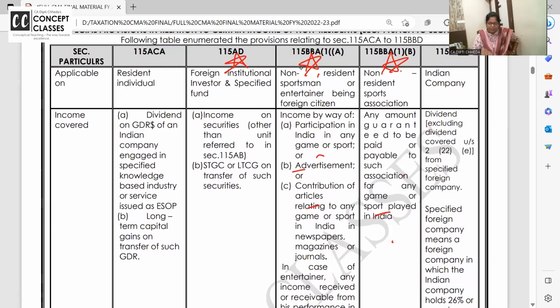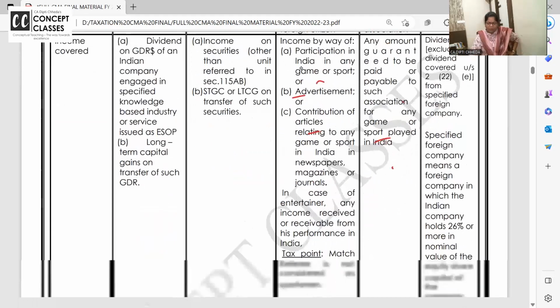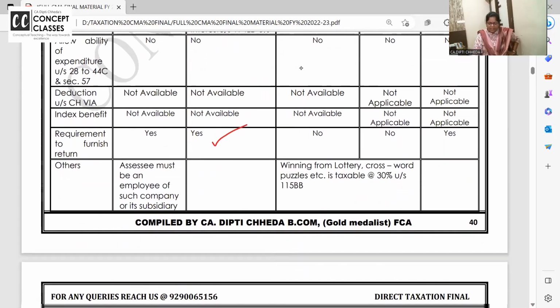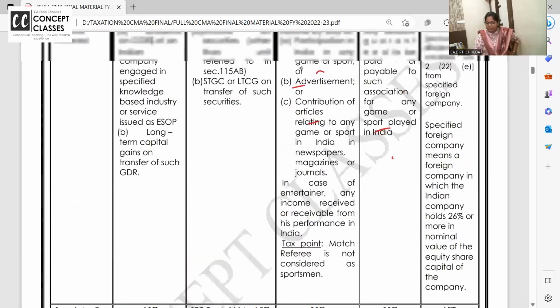Apart from this, if there is a resident who has received GDRs by way of ESOP and he has got some income, that income is taxable at 10%.